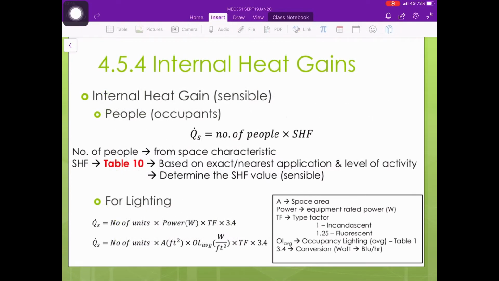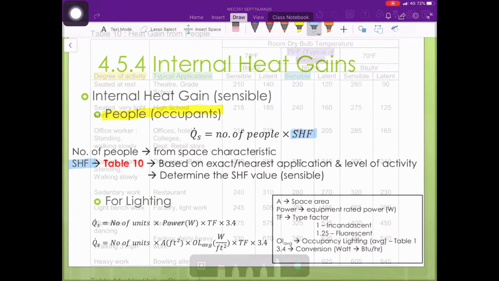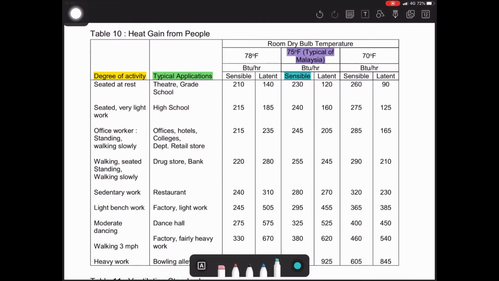For sensible internal heat gain from the occupants, the heat transfer rate can be determined by multiplying the number of people with the sensible heat factor, as HF, where the number of occupants is based on the design space, and the sensible heat factor can be obtained from Table 10 for the exact or nearest application and level of activity.